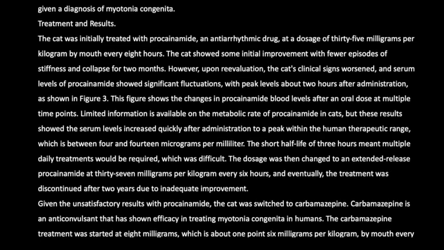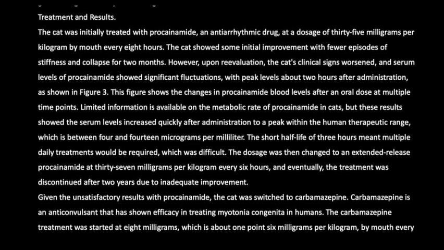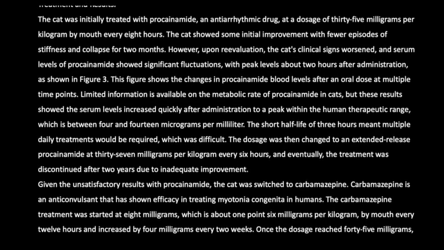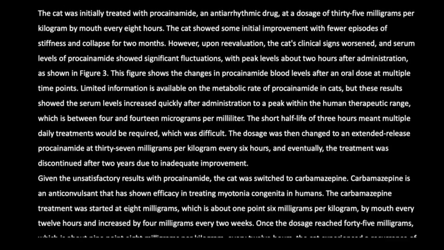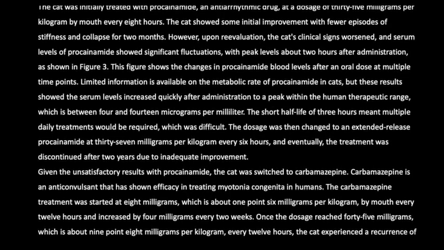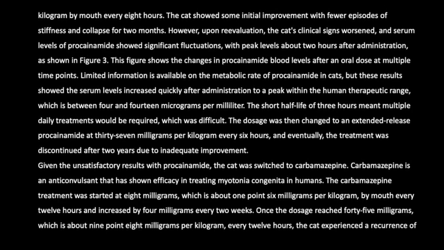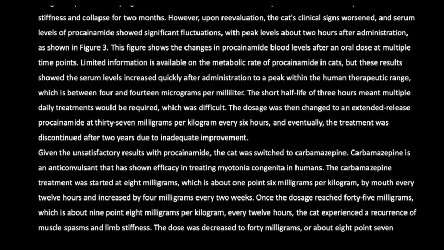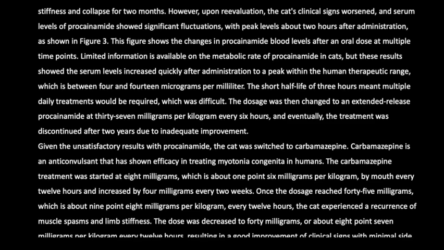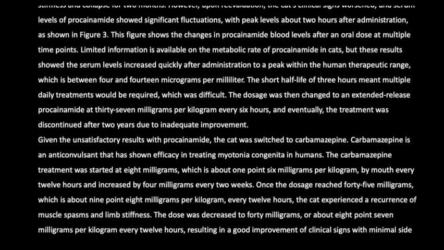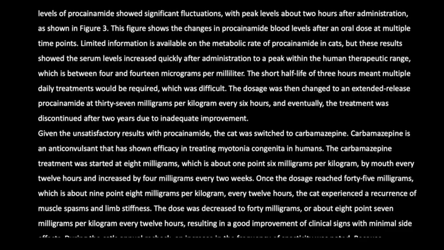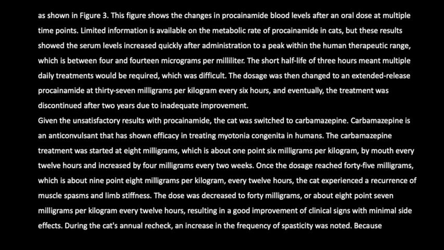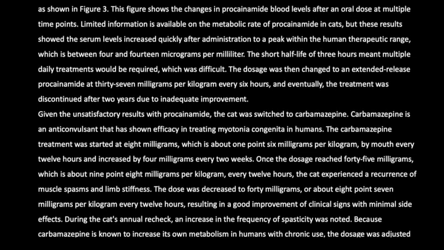This figure shows the changes in Procainamide blood levels after an oral dose at multiple time points. Limited information is available on the metabolic rate of Procainamide in cats, but these results showed the serum levels increased quickly after administration to a peak within the human therapeutic range, which is between 4 and 14 micrograms per milliliter. The short half-life of 3 hours meant multiple daily treatments would be required, which was difficult. The dosage was then changed to an extended-release Procainamide at 37 mg per kilogram every 6 hours, and eventually, the treatment was discontinued after 2 years due to inadequate improvement.